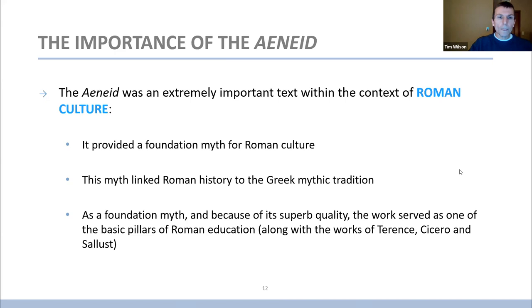And because of its superb quality, it quickly became, as I said, this educational centerpiece and became one of the basic pillars of Roman education, along with the works of Terence, Cicero, and Sallust.